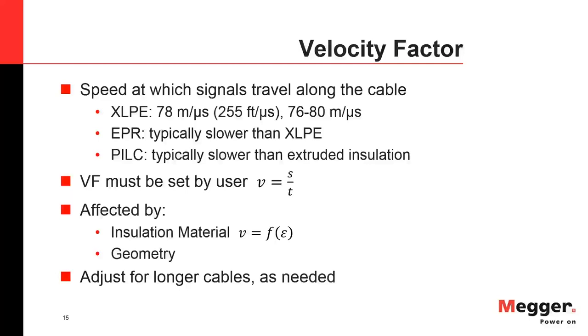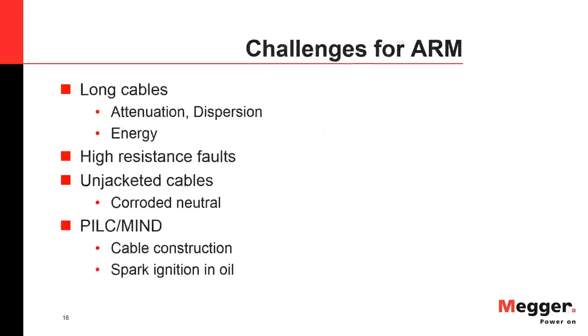Now, the challenges for the arc reflection method. Typically, long cables, this is very much understandable. You're sending out, first of all, measurement pulses and a high voltage pulse. And a cable has always losses. So the pulse loses energy, which is called attenuation. It's a dampening effect. And there is something called dispersion, which is a widening in the pulse, so the bandwidth gets wider. And so that means the longer these pulses are traveling down the cable, the more diminished they become. So at a certain point, there's nothing left.